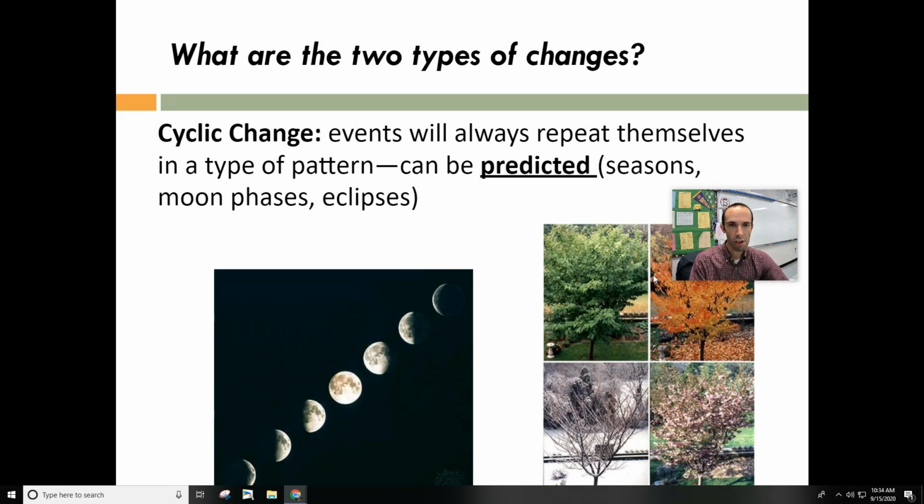We can make predictions about when the next full moon will occur. Or we can make predictions that the trees will start to change the color of their leaves in the fall. Because why? Well, it's been happening that way forever, as far back as we can remember and as far back as we've recorded. So things that are predictable are cyclical.